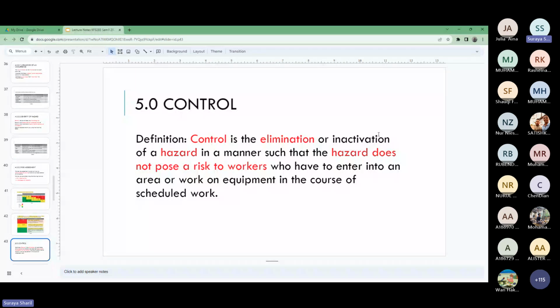Next, we are going to look into control. The definition of control: control is the elimination or inactivation of a hazard in a manner such that the hazard does not pose a risk to workers who have to enter into an area or work on equipment in the course of scheduled work. Okay.